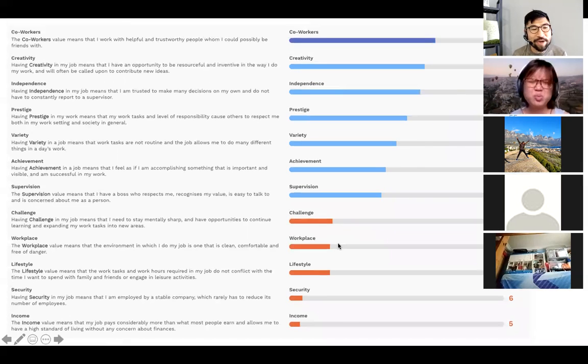And the last one is really very small because it's a very long list, so I must apologize for that. The last one is really about values. Over here, you don't see the RIASEC anymore. What you see is a longer list of values like co-workers, creativity, independence, prestige, variety, and so on and so forth. This is not related to RIASEC, but in the system, they will have matched it to the RIASEC.